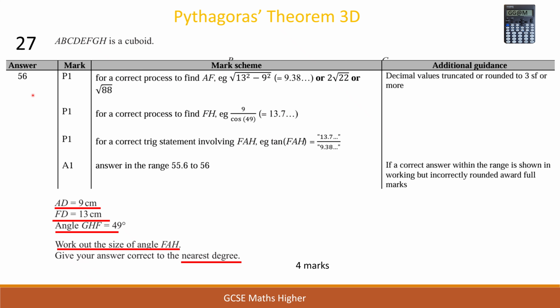The mark scheme says the answer is 56. You've got to use Pythagoras and trigonometry in similar areas, so looking at a 2D diagram on the 3D diagram to help you do it. This P1 is a process mark.